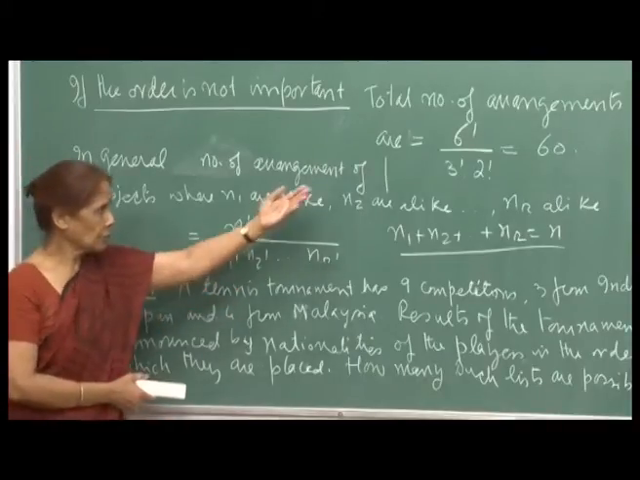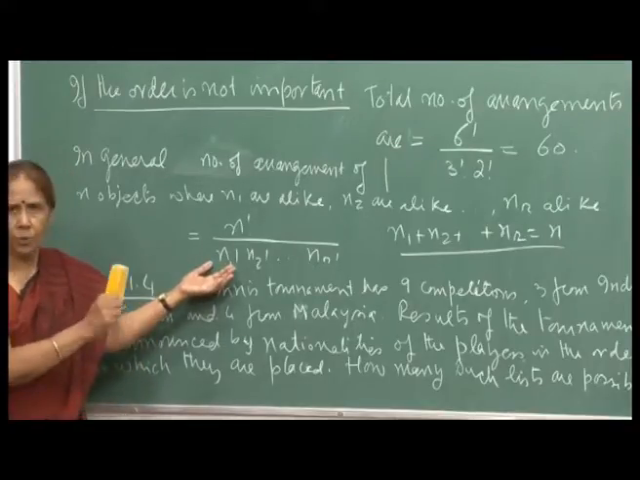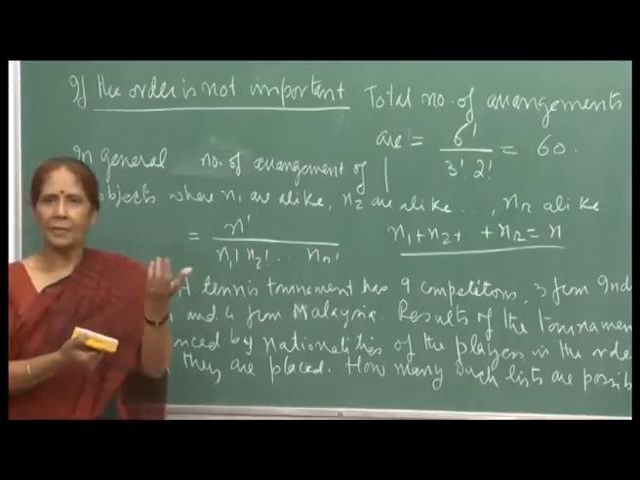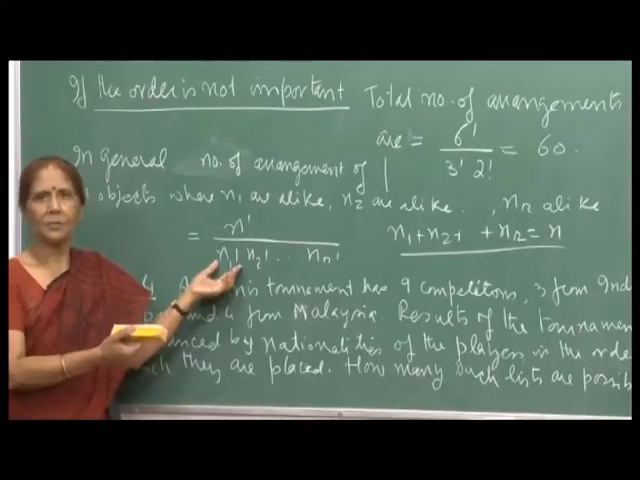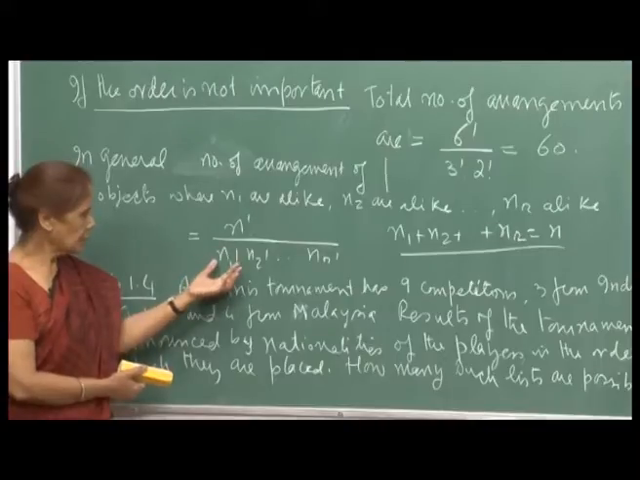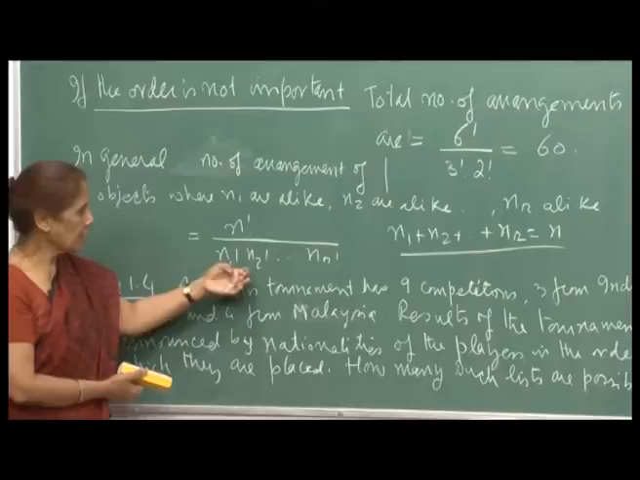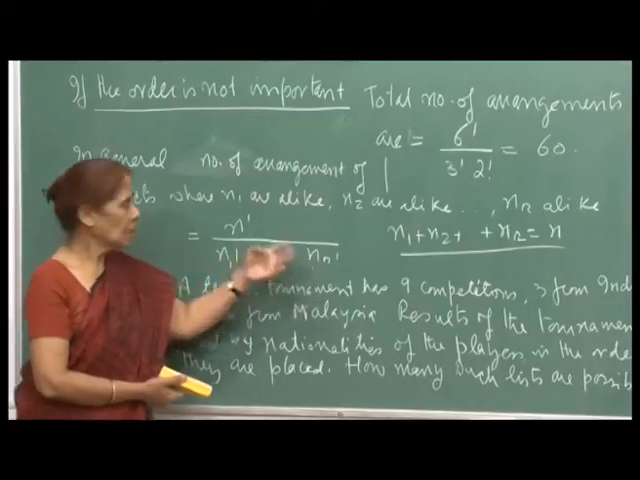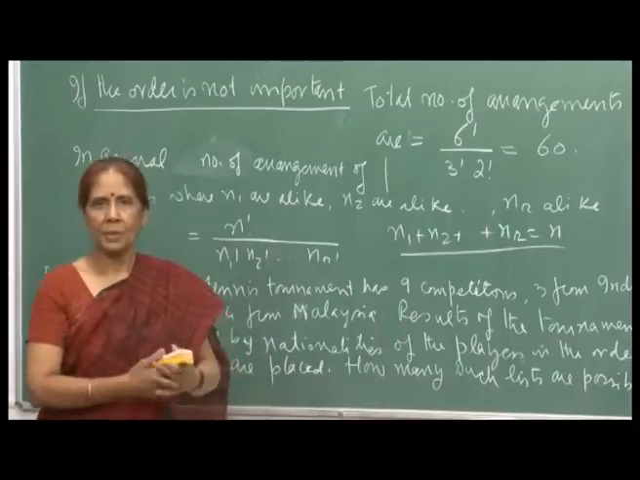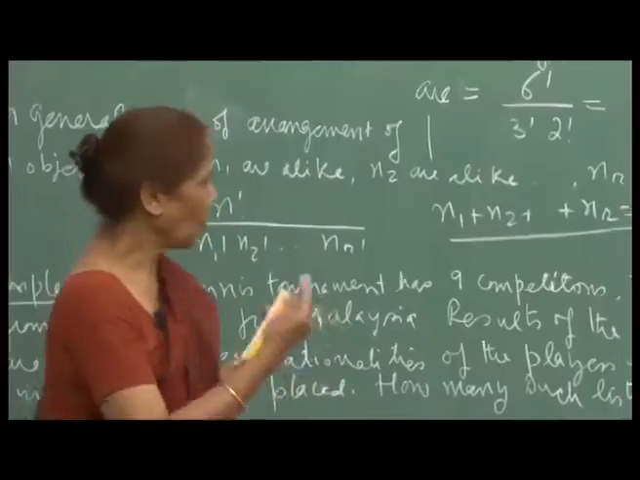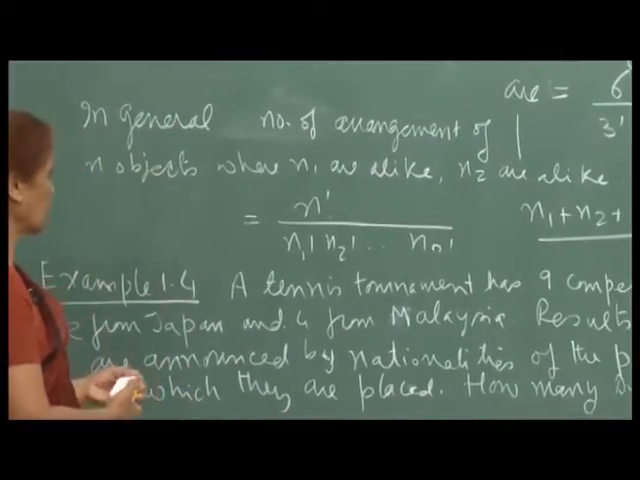But since, as I tried to show you through this example of arranging the books, if n1 are alike, then those n1 can be arranged in n1 factorial ways, and they will amount to the same arrangement, because I am not differentiating between the order. So, therefore, I will divide this total number of arrangements by n1 factorial, n2 factorial and nr factorial. So, that will give me the total number of combinations, that means the arrangements where the order is not important.